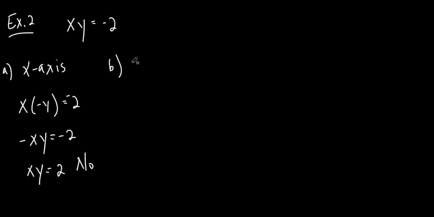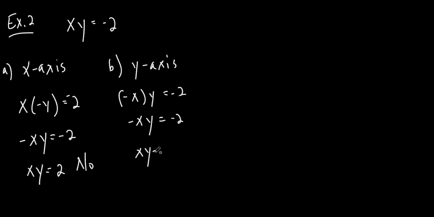All right, what do you think we'll do next? The y-axis. So this time we keep the y the same. What do we change? We change the x. Don't you think that's going to come out to the same thing? Yeah. Negative x times y equals negative 2. This is negative xy. It's the same thing as what happened before. So I'd get xy is equal to positive 2. So no, it is not symmetric.